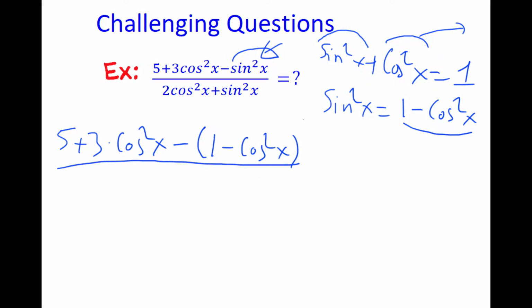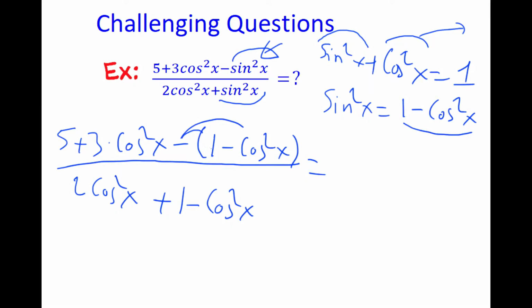In the denominator, I'm going to do the same thing. Instead of sin²x, I'm going to write 1 − cos²x. Once you do it, we have 2 cos²x plus 1 minus cos²x. Here we have a negative sign, and if you distribute this negative sign into the parentheses, we're going to have negative 1 and plus cos²x.